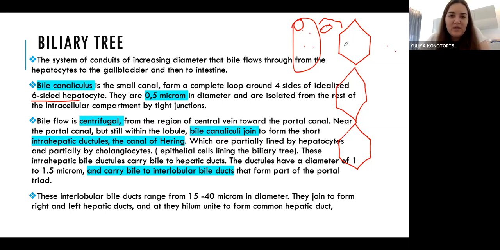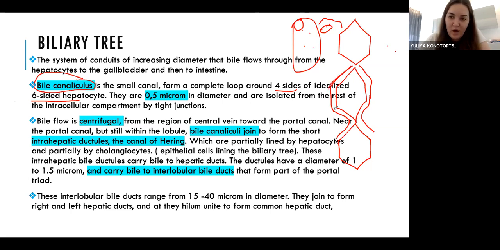So how do we start making bile? Where do we put the bile? We put the bile at first into the bile canaliculi. Bile canaliculi are the first vessels where we put the bile into. And it's very important that they make a complete loop around 4 sides of the 6-sided hepatocyte. So for example, we do something like this. The bile canaliculi are going to be on these sides. I know it says around 4 sides, typically it's 3.